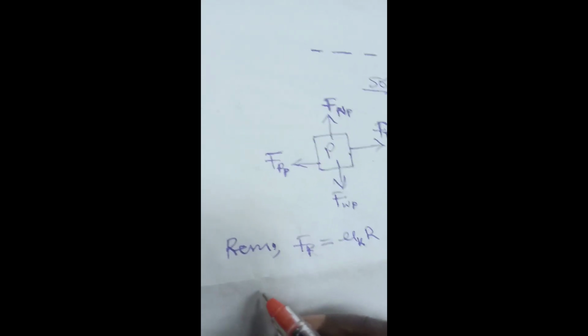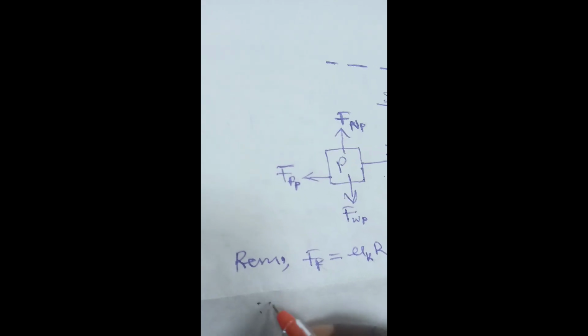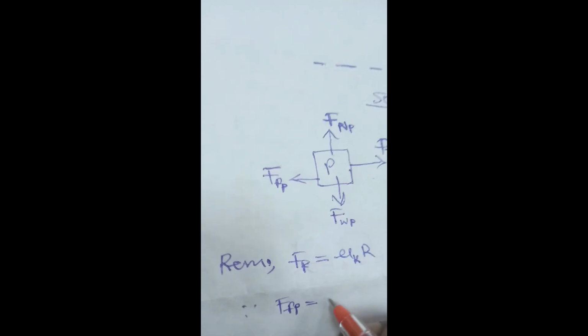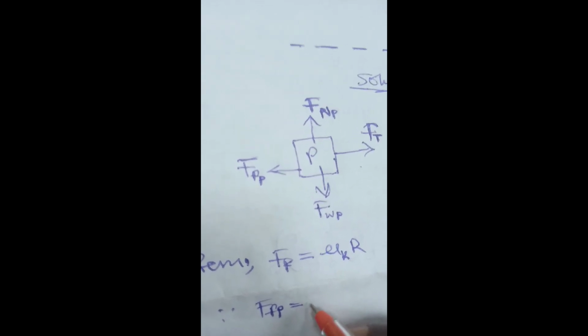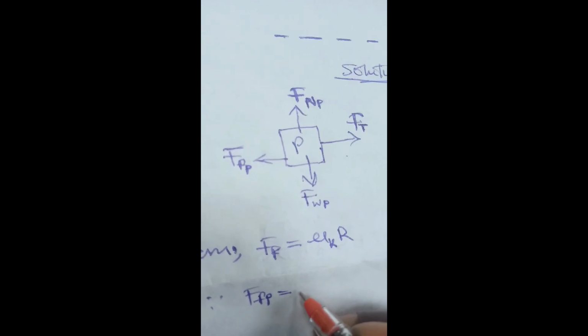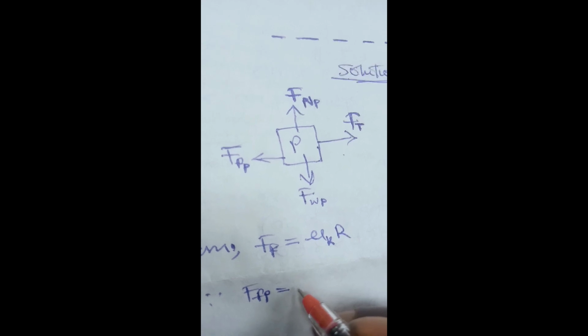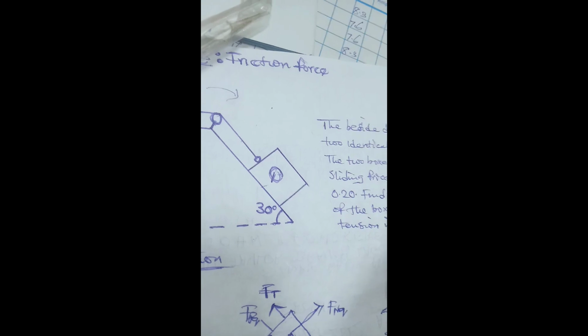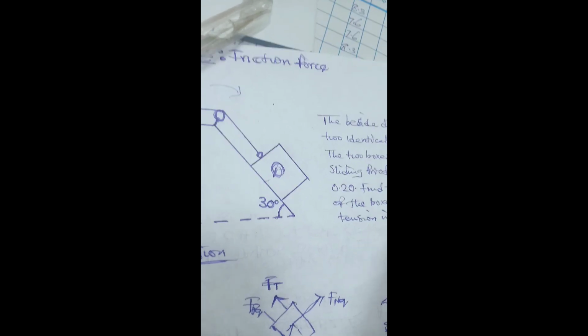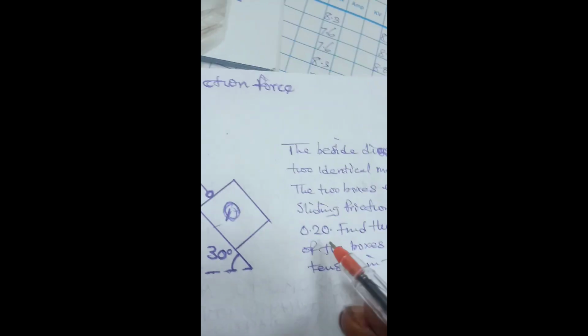Now, to do this, let's consider P. That is F_fP is equal to, what are we given? We are given the value of our coefficient of friction in the question. We are given it to be 0.2.